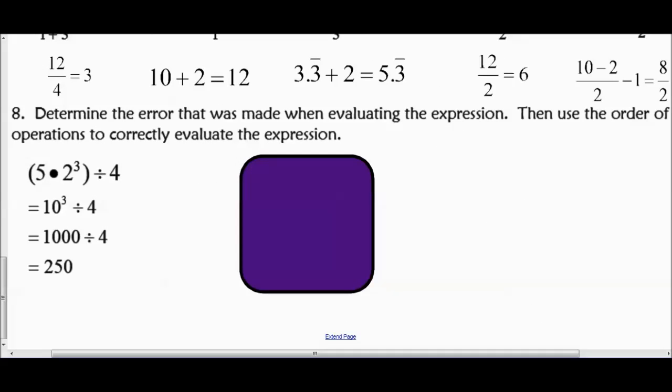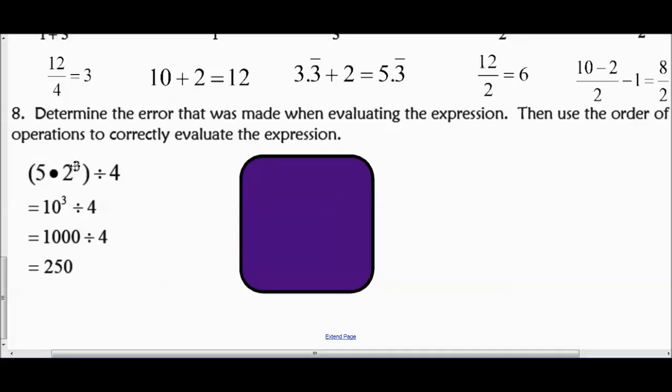Alright, so on number 8, we're going to determine the error that was made when evaluating the expression and then use order of operations to do it correctly. So let's just look at what they did. We have a grouping symbol here, and then inside of there, they did the multiplication first. They did 5 times 2, and they got 10, but that's actually the mistake.